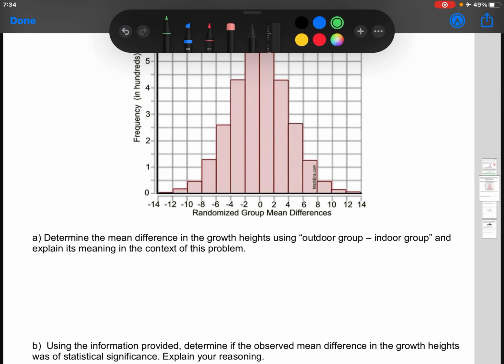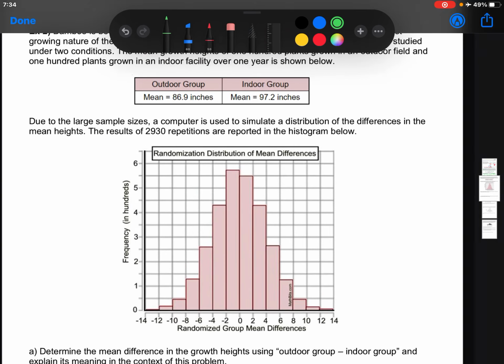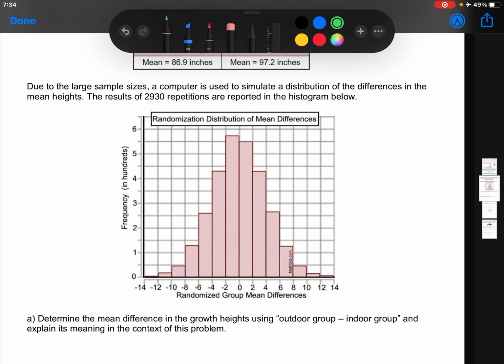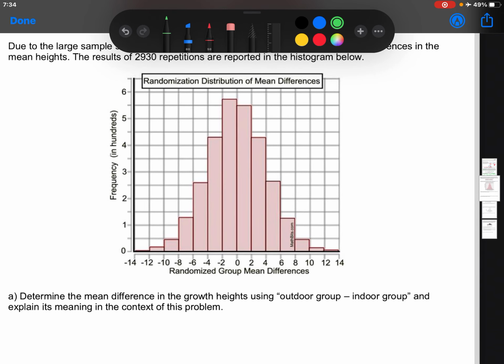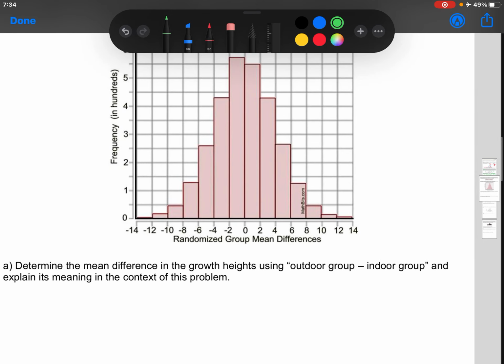Let's first read. Part A is saying, determine the mean difference in the growth heights using outdoor minus indoor groups and explain its meaning in the context of the problem. So it's actually telling you what to do. It's saying subtract the mean differences. Here the means are given to you. Sometimes the mean might not be given to you and you know how to find the average. Just add up the numbers and divide the total by the number, right?